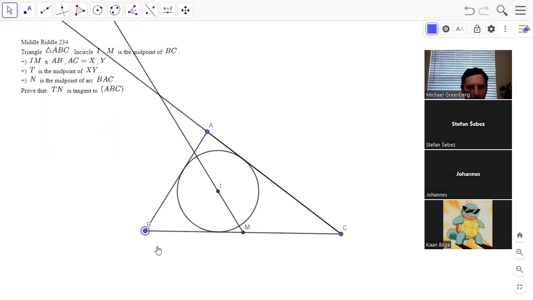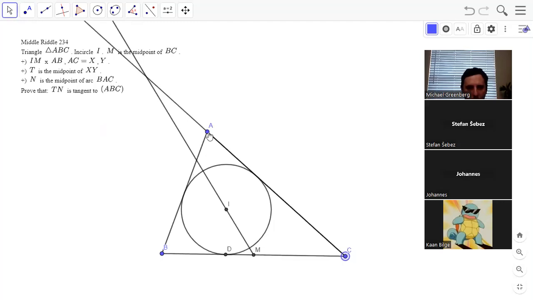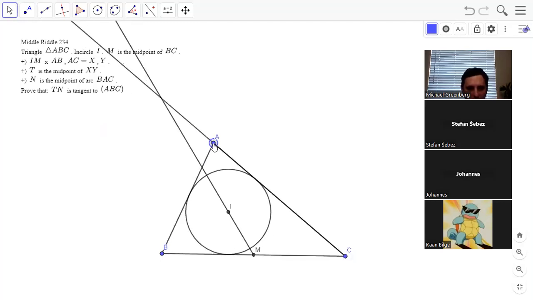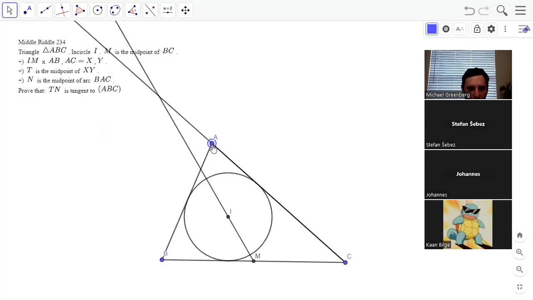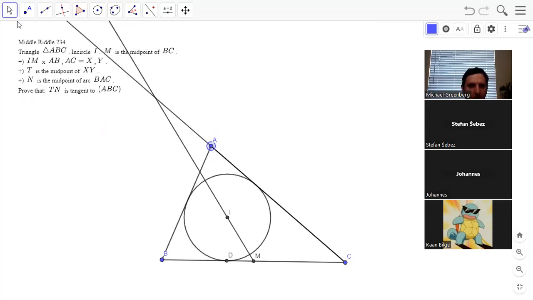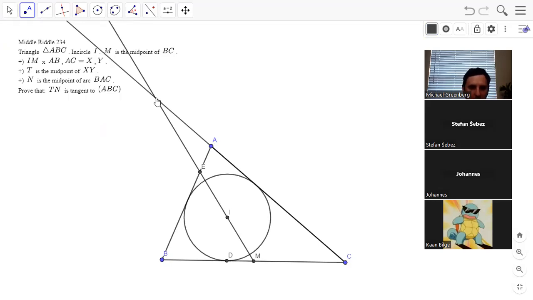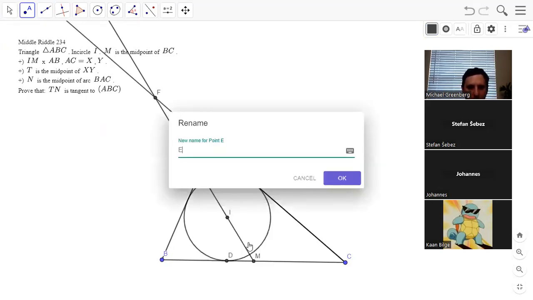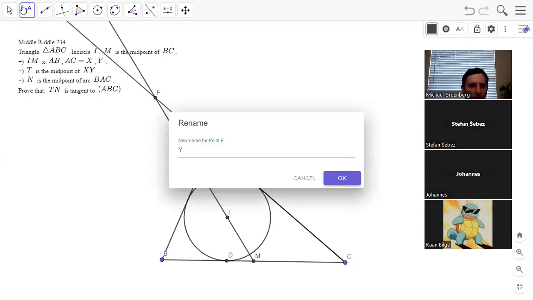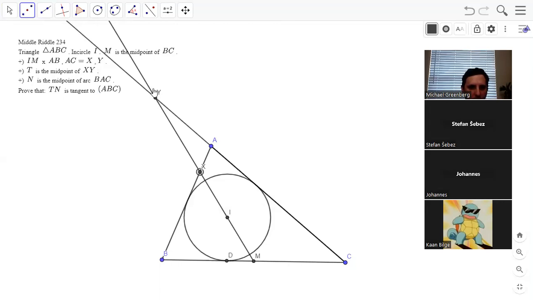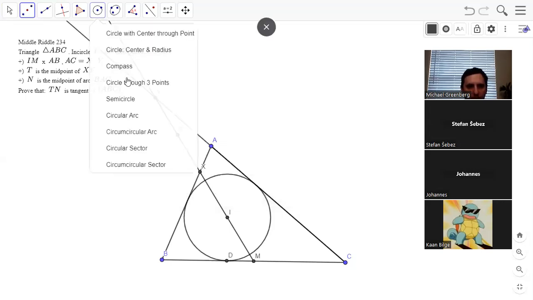Okay. So, let's see. Drag it down just a little bit. I want to see point D. Whenever I move the diagram slightly, point D goes away. So there we go. All right. So this should be X and this should be Y. And T is the midpoint of XY. And N is the midpoint of arc BAC when you draw the circle.